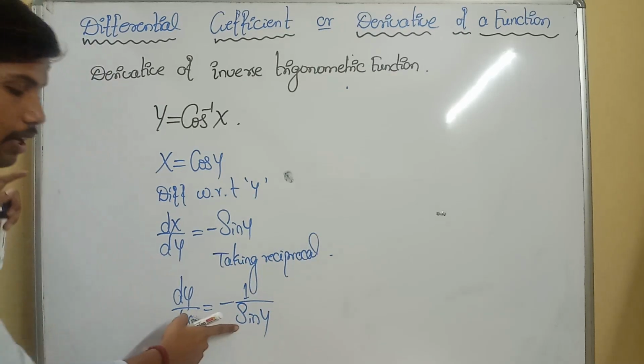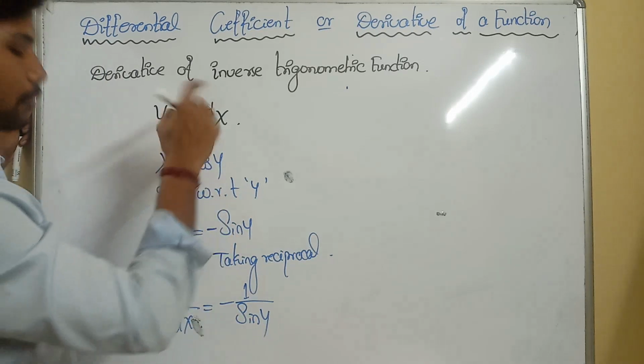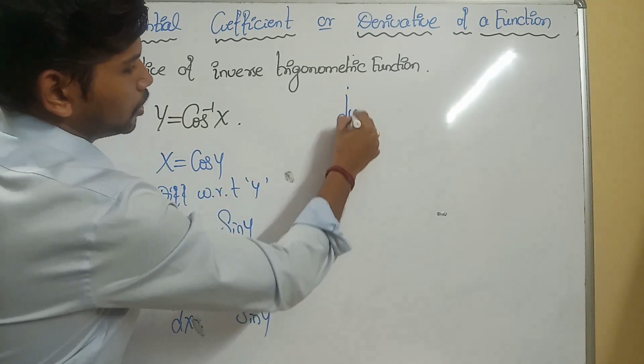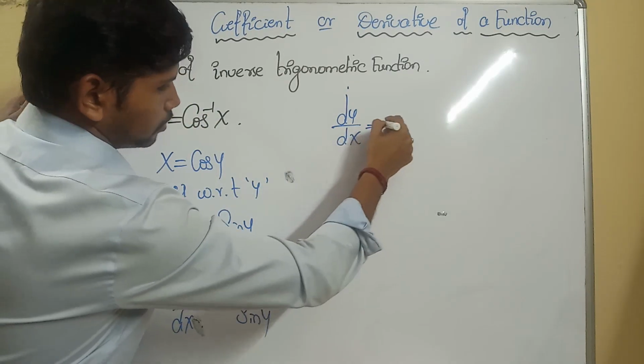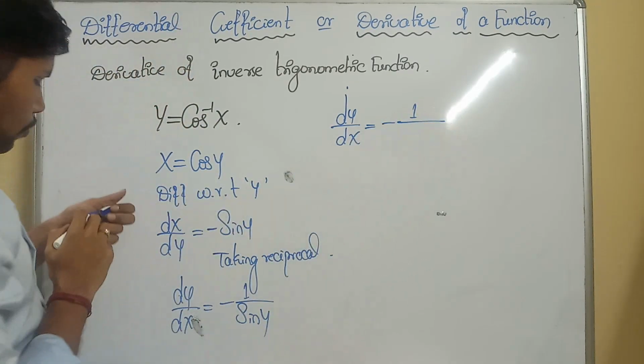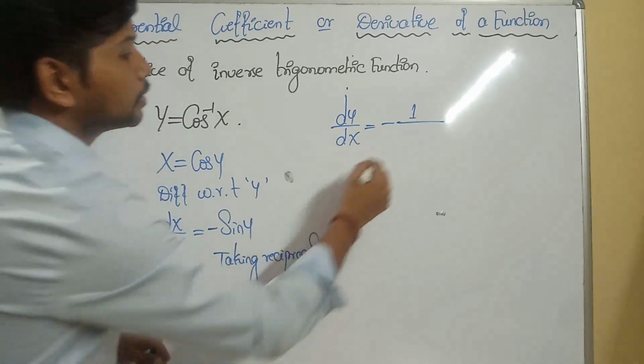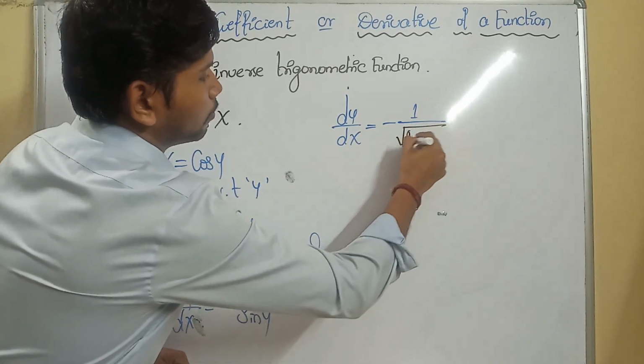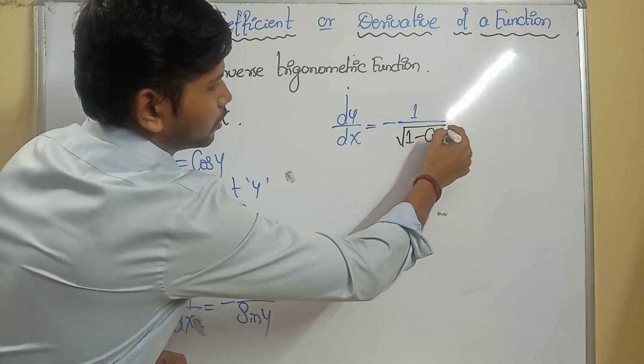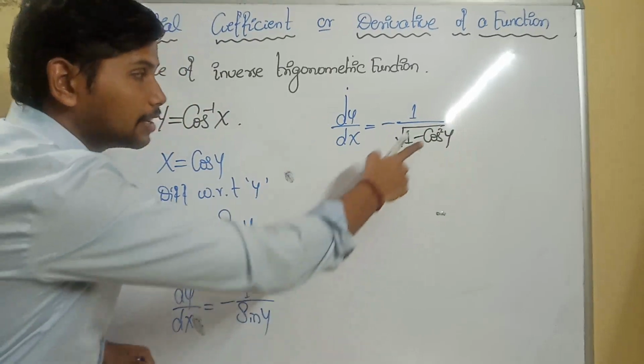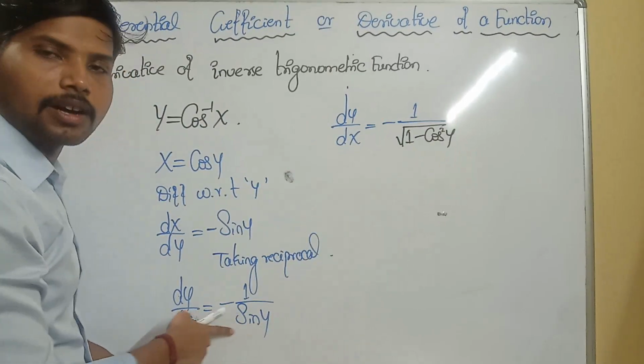Getting my point? Now I need to write sine y in terms of cos. dy by dx is equal to minus 1 as it is. How to write sine y? Square root of 1 minus cos square y. 1 minus cos square is sine square. Square root cancels, we got sine y.